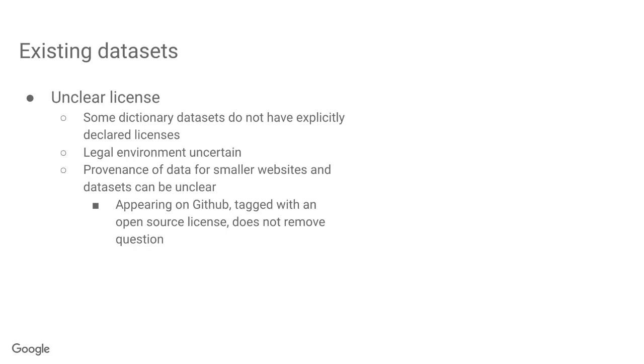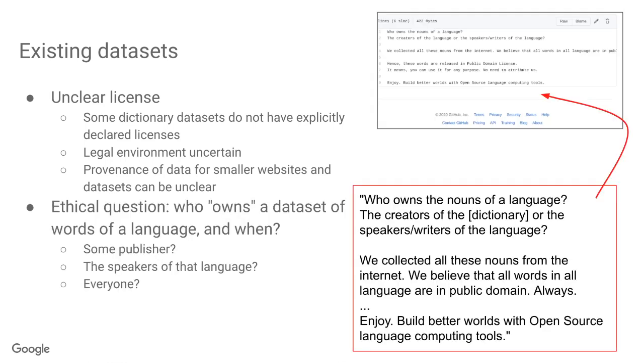Also, the provenance of data for smaller websites and datasets can be unclear. For example, GitHub is a website on the internet for openly sharing freely available open source information, and they'll be tagged sometimes with an open source license, but that doesn't remove the question just because they're tagged. And then there's an ethical question of who owns a dataset of the words of a language and at what point. Does it belong to some publisher, to the speakers of the language, or to everyone?